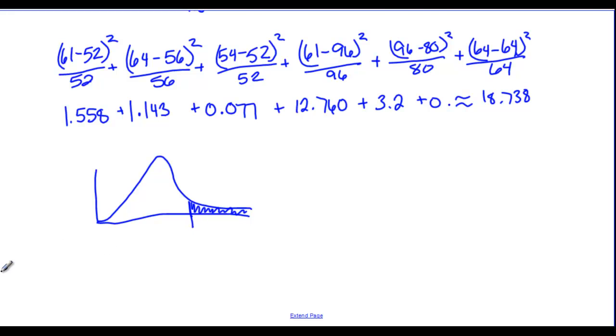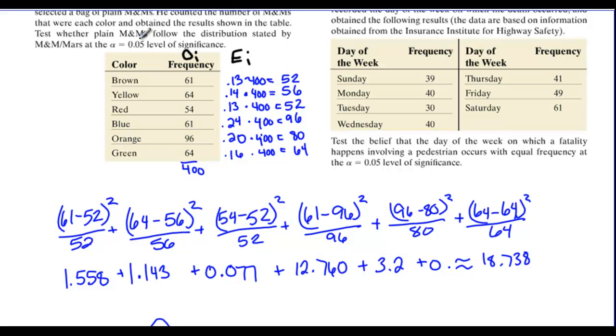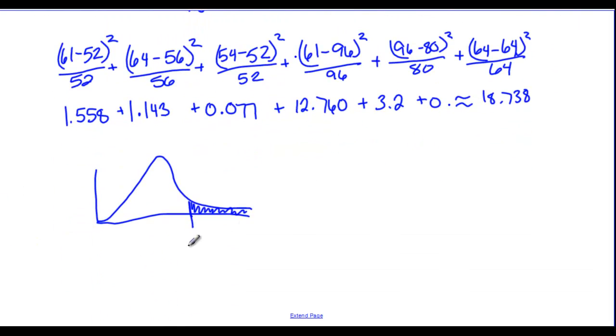To do that, we're going to use our chi-squared table. We're going to use a level of significance of 0.05, and our degrees of freedom is going to be the number of categories minus 1. There's 6 colors, so 6 categories. So we're going to have 5 degrees of freedom. So alpha is 0.05, and our degrees of freedom is 5.